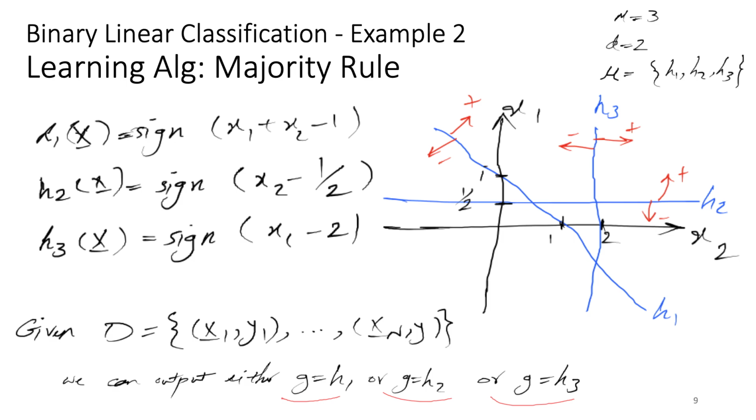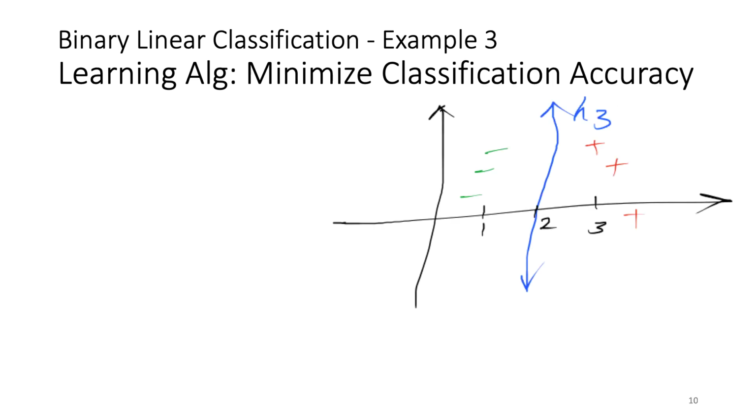Okay, so now let's see another example that gives us an infinite hypothesis set, or infinite solutions to pick from. Say you have these two classes, pluses and minuses, and this H3 has effectively classified the two regions. So pluses are on the right side, minuses are on the left side.